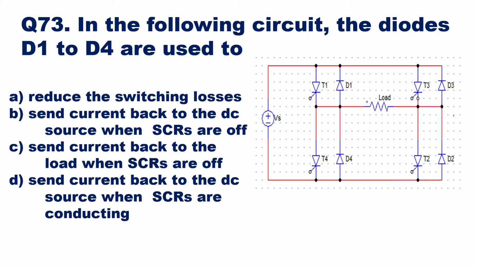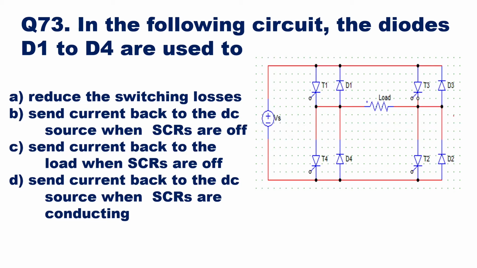In the following circuit, the diodes D1 to D4 are used to. Okay, now D1, D2, D3, D4 are used along with their SCRs. You can see there are four diodes also. So those diodes are used for what? Option A is reduce the switching losses. Option B is send current back to the DC source when SCRs are off. Option C is send current back to the load when SCRs are off. Option D is send current back to the DC source when SCRs are conducting.